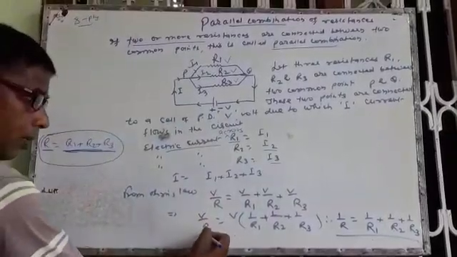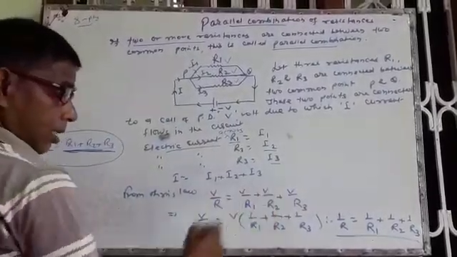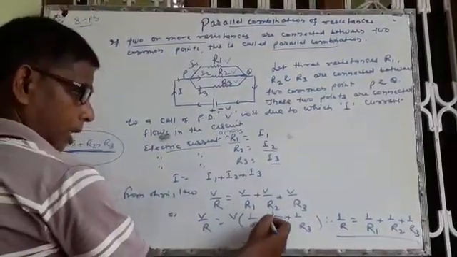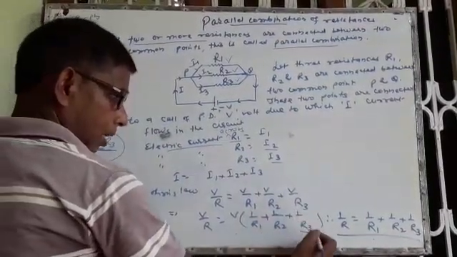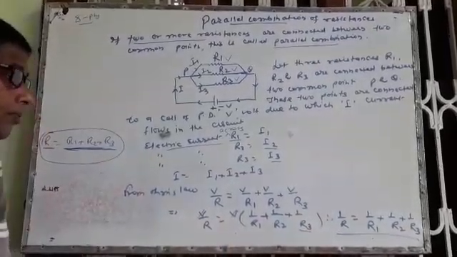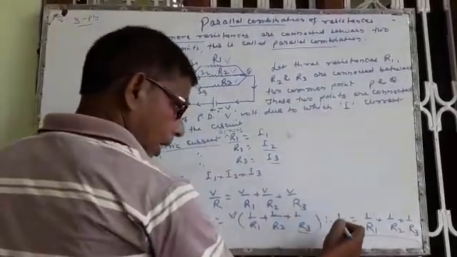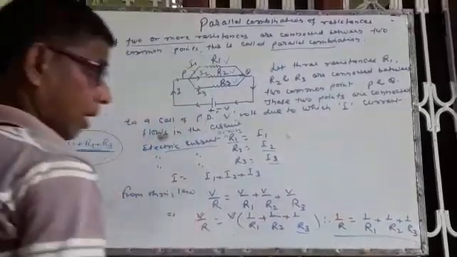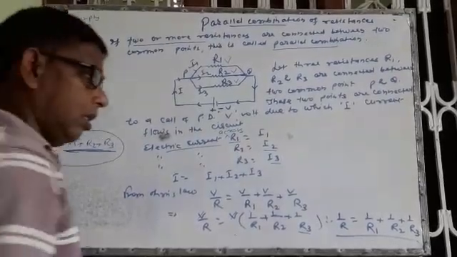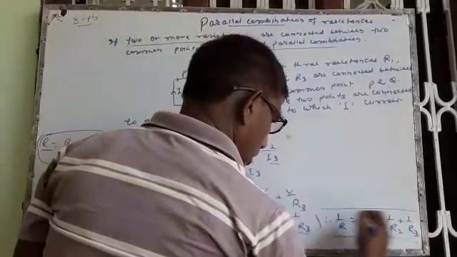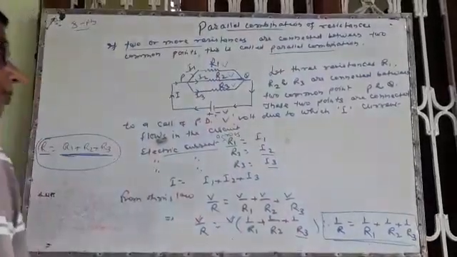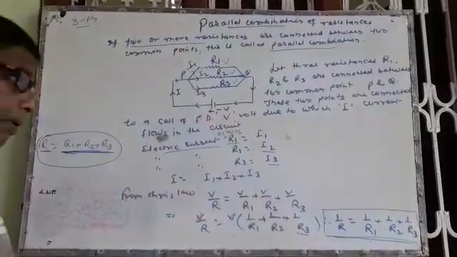V by R equals, V is common here, 1 by R1 plus 1 by R2 plus 1 by R3. V and V cancel. And here 1 by R equals 1 by R1 plus 1 by R2 plus 1 by R3. This is the total resistance of three resistances if they are connected in parallel.